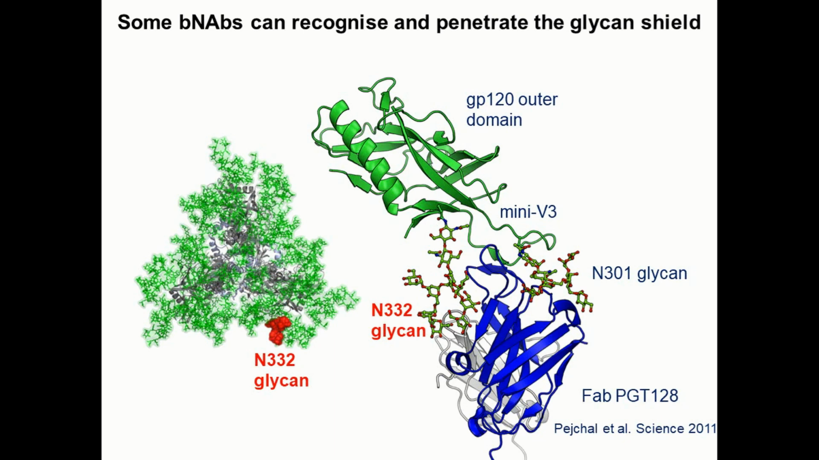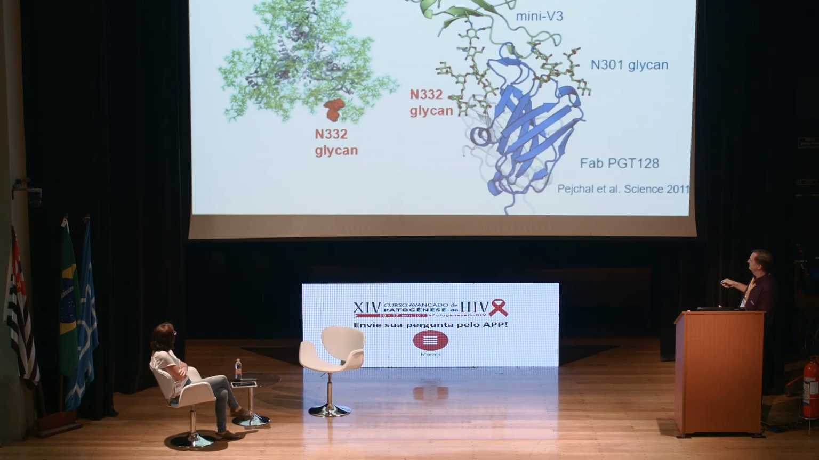So here's the N332 glycan, which is a major site of BNAb binding. There are a lot of BNAbs that will bind to protein surface plus this glycan structure. So you need the right glycan structure in the right orientation and of the right composition. And N332 binds to a region of V3, and the N301 glycan is involved. This is the PGT128 Fab, but there are many other Fabs like this.